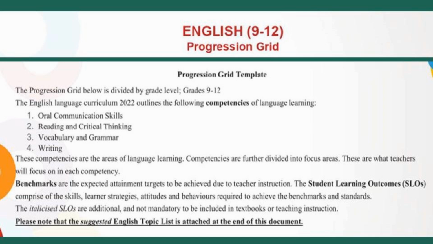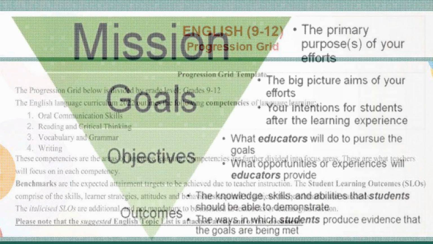Secondly, we have reading and critical thinking. Third, we have the vocabulary part and grammar, and fourth one is writing skills. A teacher has to prepare students in these 4 domains. He has to give skills to his students in these 4 areas. It further says these competencies are the areas of language learning. Competencies are further divided into focus areas. These are what the teacher will focus on in each competency.